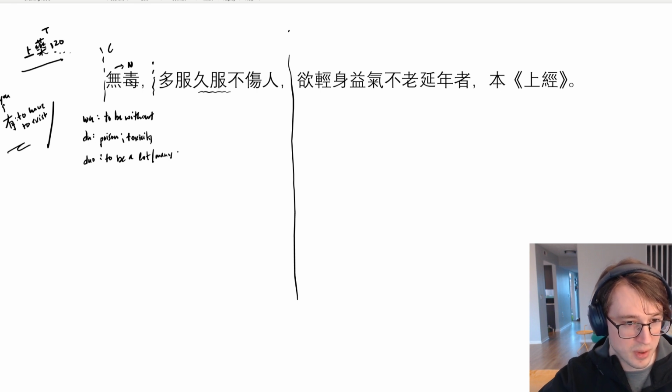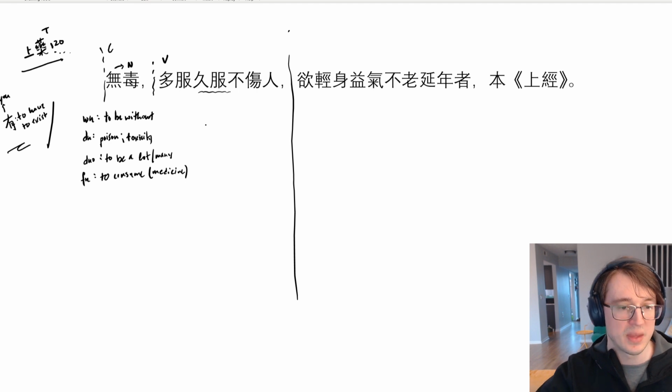In this case, it can be a verb or an adjective, which adjectives are generally stative verbs in classical Chinese. But we'll put verb here for now. Fu, this next one, is to consume, particularly from the perspective of medicines. This is even used today.